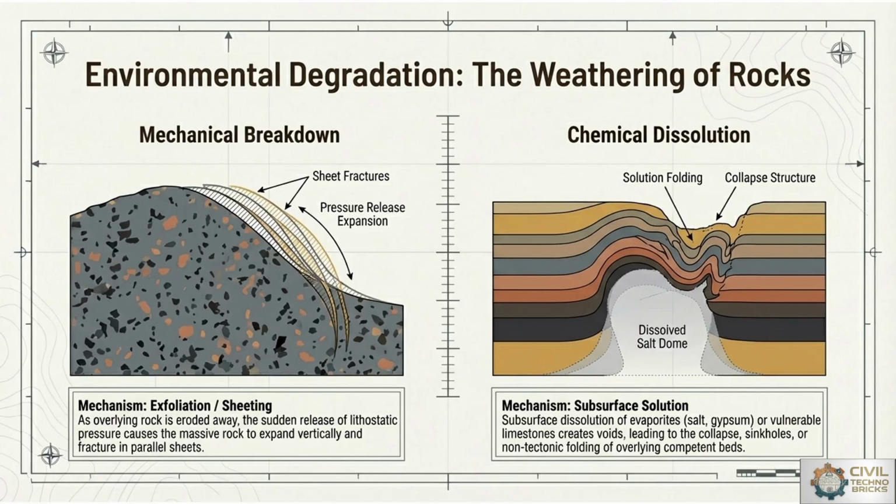So chemical weathering alters mineral composition through dissolution and chemical reactions, whereas mechanical weathering physically breaks rocks into smaller fragments. Pressure release may cause exfoliation and sheet fractures, where limestone and evaporites are vulnerable to solution weathering. It means that weathering reduces rock strength and affects engineering stability at the same time.